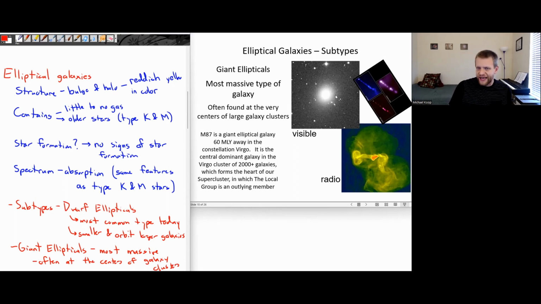This is an image of the galaxy M87, a giant elliptical galaxy about 60 million light years away. This is the center of the Virgo supercluster of galaxies. Our own Milky Way galaxy in our local group is at the outer edge of this larger supercluster. We're looking at this in visible light and radio waves. There's some other stuff going on. We'll talk about what's causing this jet of material when we talk about active galactic nuclei in a couple of sessions.